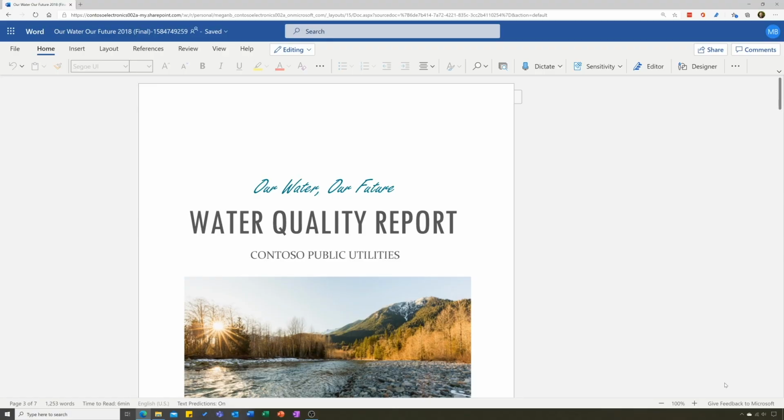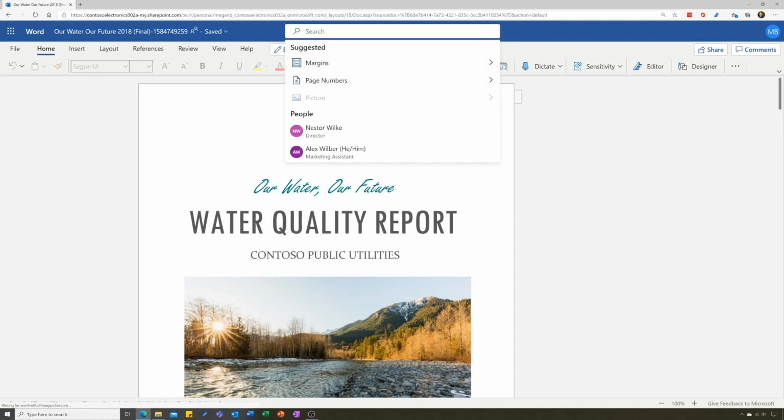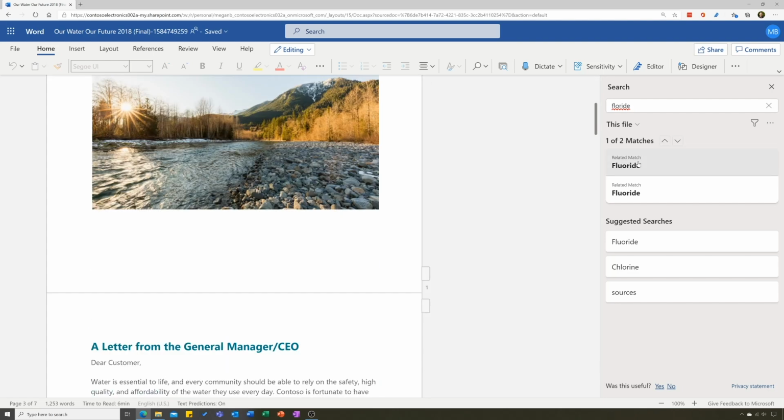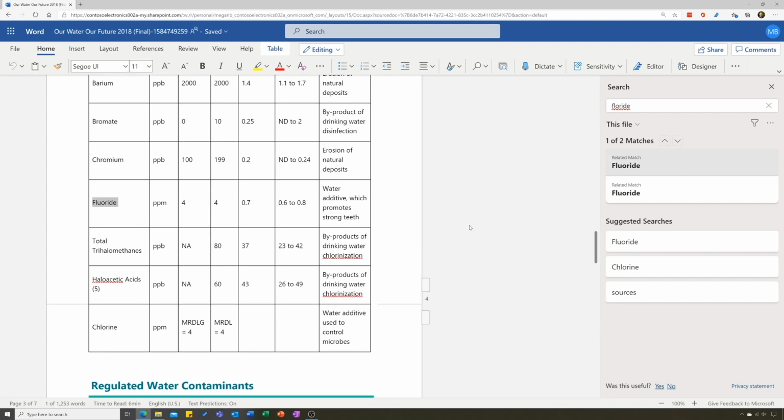Okay, let's set the stage again. I've located my water quality report and opened it in Word for the web. I'm going to use the Microsoft Search in Office to find the information on fluoride treatment in drinking water. We're going to start out with my typo. So I go to the search box. I type fluoride in the way that I think it's spelled, and you'll notice that we find the related matches with the correct spelling now. Well, that sure makes it a whole lot easier for me, since I'm a pretty terrible speller.